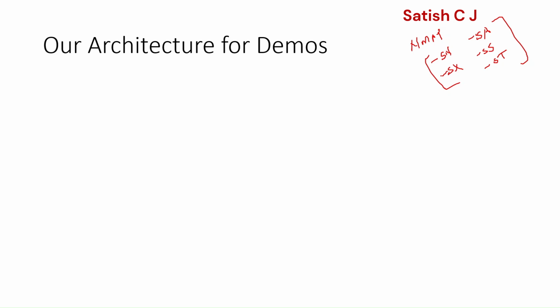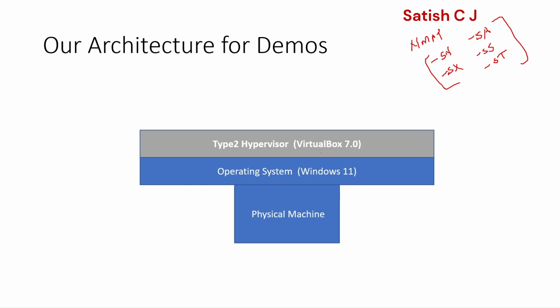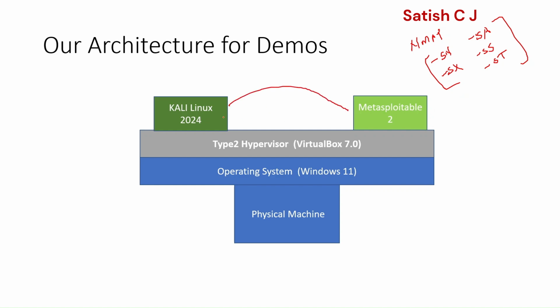So the demonstration I'm going to show you for Nmap involves this architecture. I have my laptop, which is using the Windows 11 operating system. On top of it, I have installed VirtualBox as the hypervisor, and we have Kali Linux 2024 installed as a virtual machine, which comes pre-installed with Nmap, and we have Metasploitable 2, the vulnerable Linux machine. These two machines are in the same network. The option I have used for the network is host only adapter.